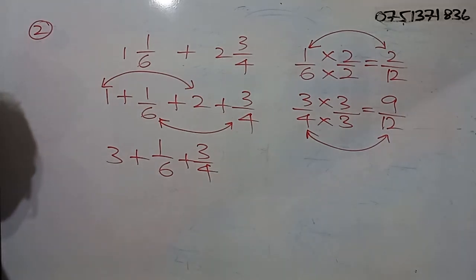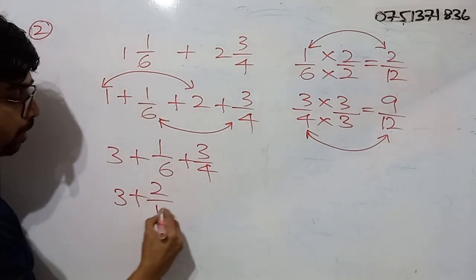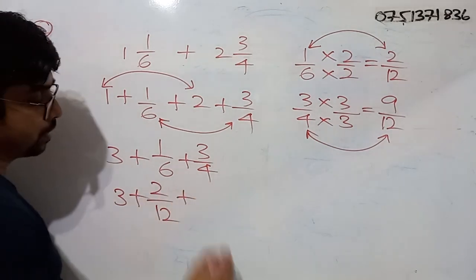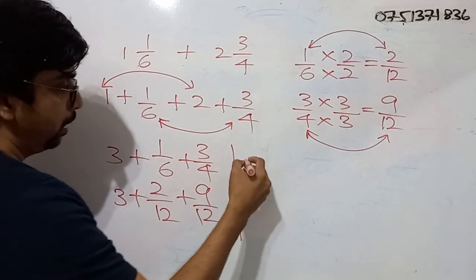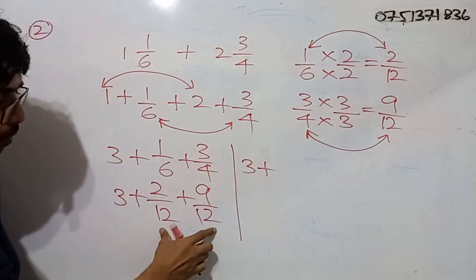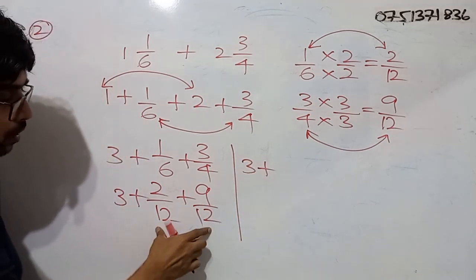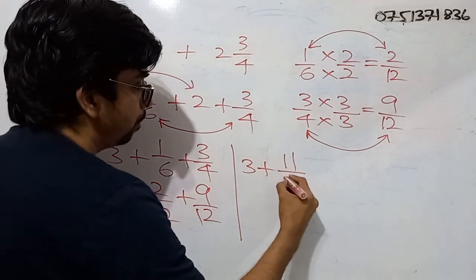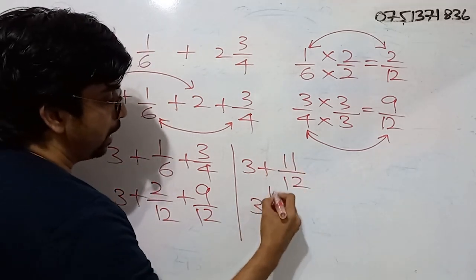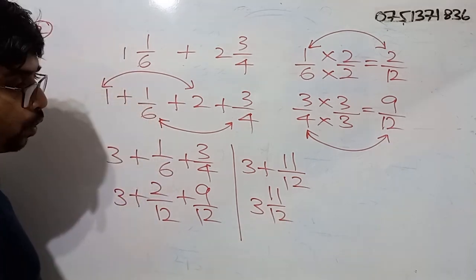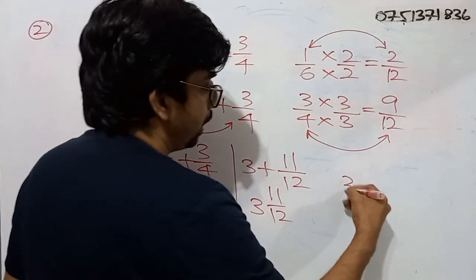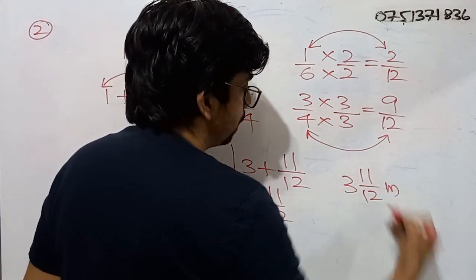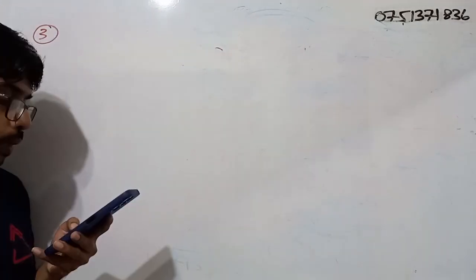Equivalent fractions, right? So 3 plus, instead of 1 by 6 I can write 2 by 12, and instead of 3/4 I can write 9 by 12. Right, so I will continue over this side. So 3 plus, so what's the outcome of these two fractions? When we add these two together, we get 11 by 12. So that means 3 and 11 by 12. So the total amount of material required is what? 3 and 11 by 12 meters. That's the answer. Question number 3.